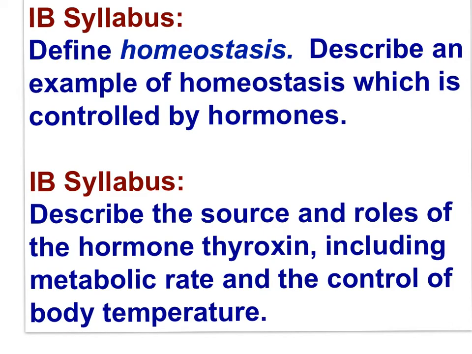Here are two relevant IB syllabus statements. Define homeostasis. Describe an example of homeostasis, which is controlled by hormones. Describe the source and roles of the hormone thyroxine, including metabolic rate and the control of body temperature.